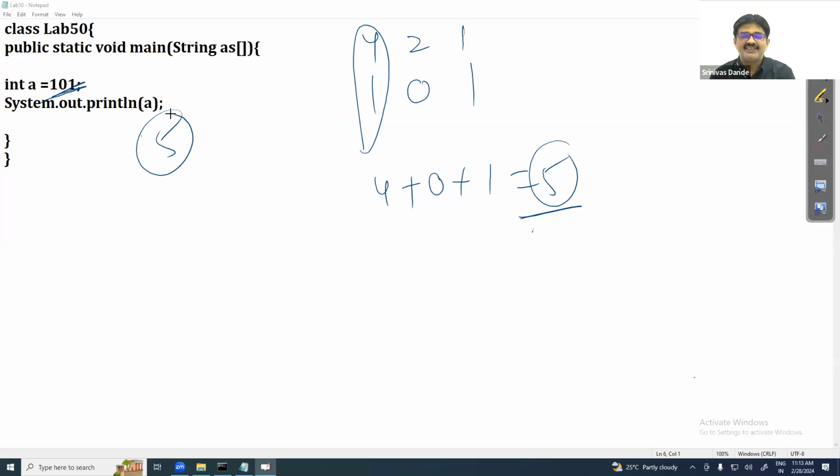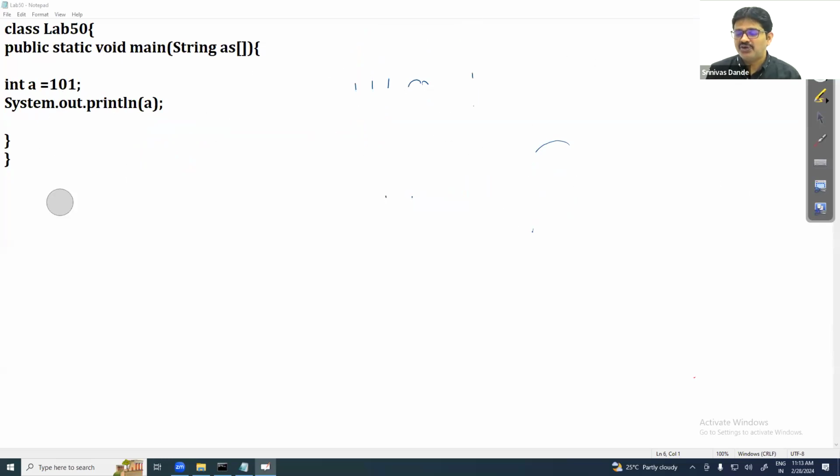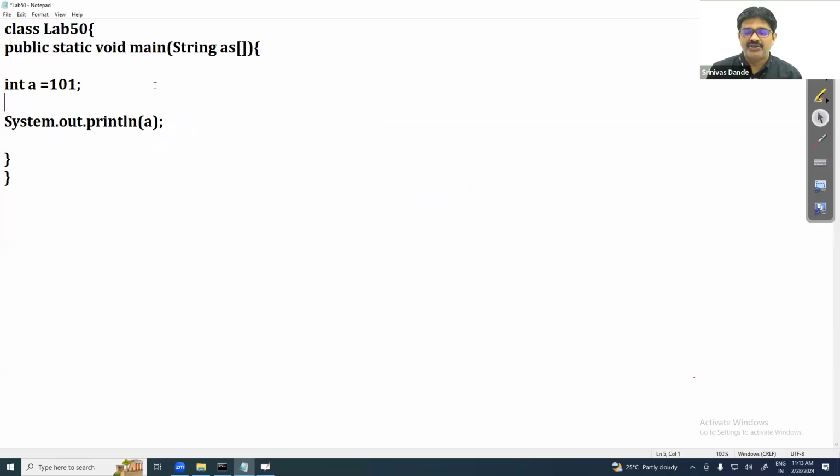Yes, but that is not a binary. That is a decimal 101, and decimal means it will come as a decimal. Then how to represent binary? You have to tell the compiler, my dear compiler, I am writing a binary number. How to write a binary now? You write 0b, not the letter O.